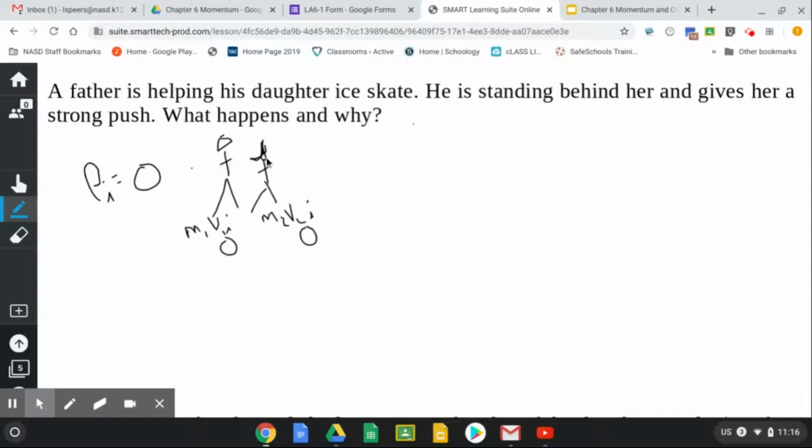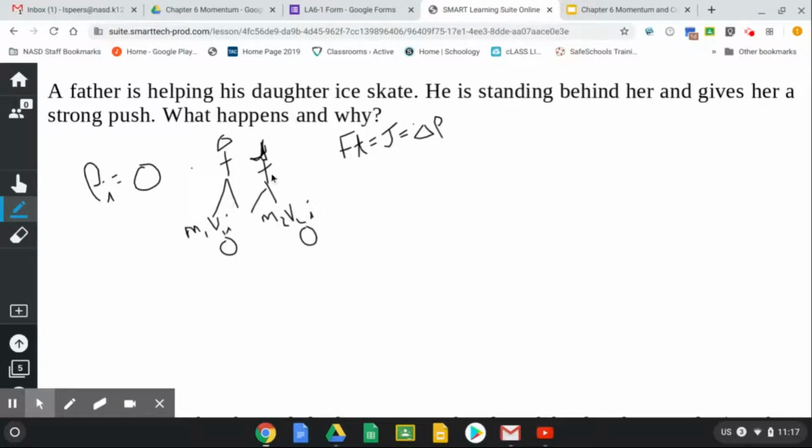So the father's going to push on the daughter. The daughter is going to put an equal and opposite force on the father. The time period that the father's pushing the daughter is going to be the time period the daughter is putting a force back on the father. So that force that's acting over the time period, right? That's an impulse. It's going to cause a change in momentum. It's going to cause the daughter's momentum to change, and it's going to cause the father's momentum to change.